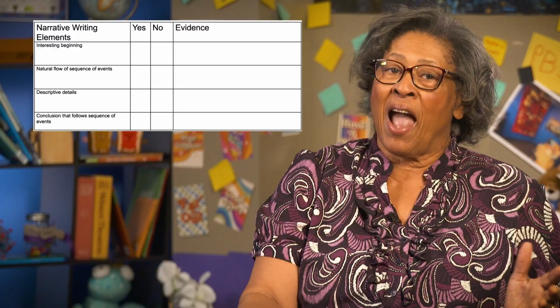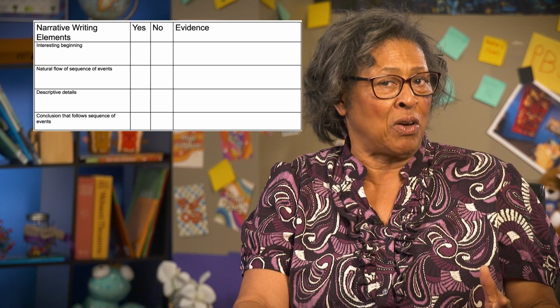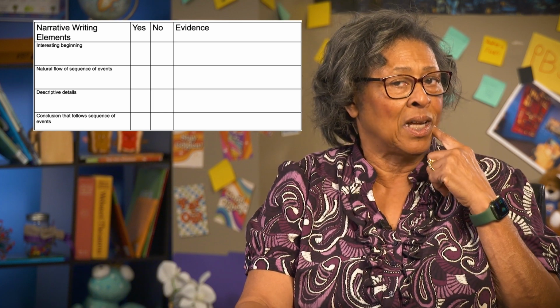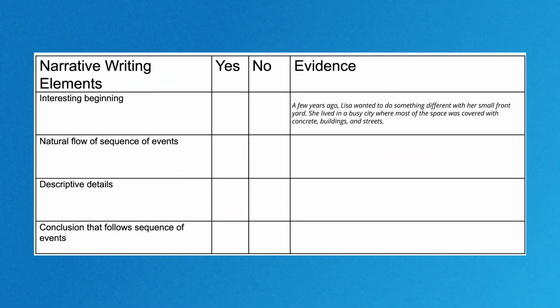Now, let's use the chart to find examples of each of the 4 elements I'm focusing on today for my revision. Do I have an interesting beginning, yes or no? I think this introduces the story well, but is it interesting? Maybe. I wonder if I could start with a question that might get the reader more excited. I'm going to mark no and go back and see what I can add.